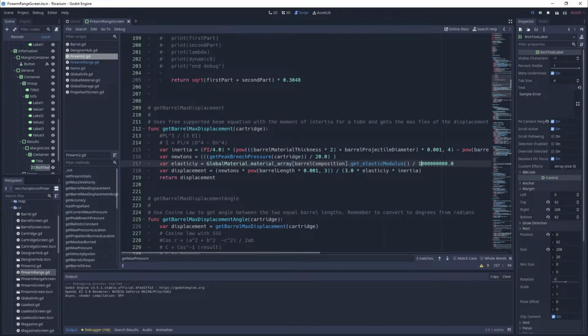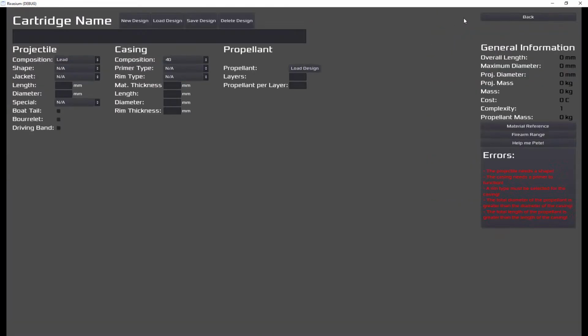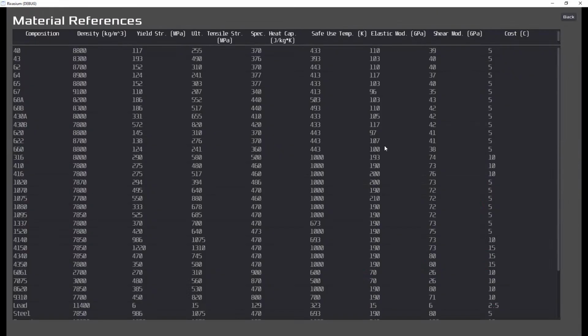So here, 1, 2, 3, 4, 5, 6, 7, 8, 9. So we do have that. Let's just check our materials. Right, so our elastic modulus is here.